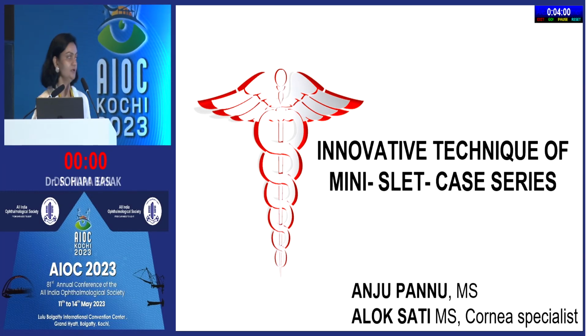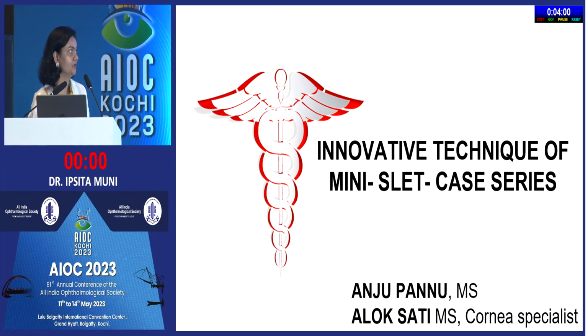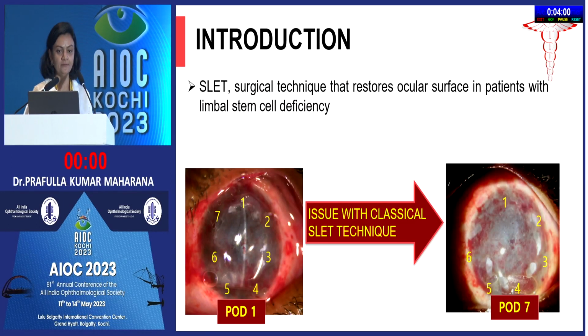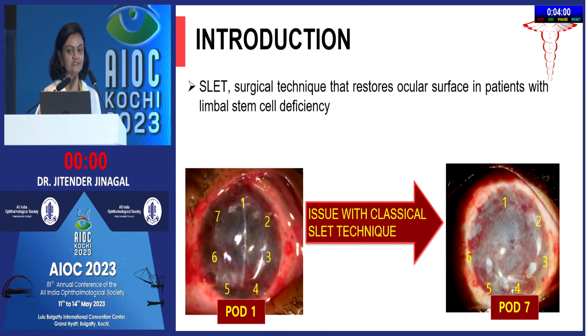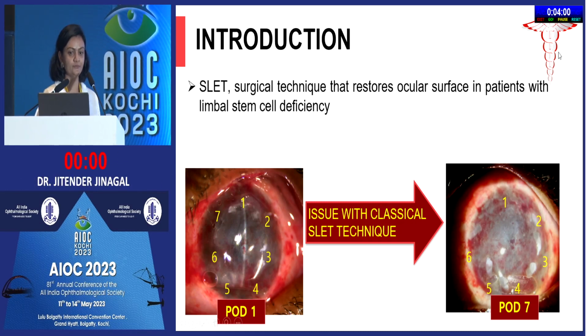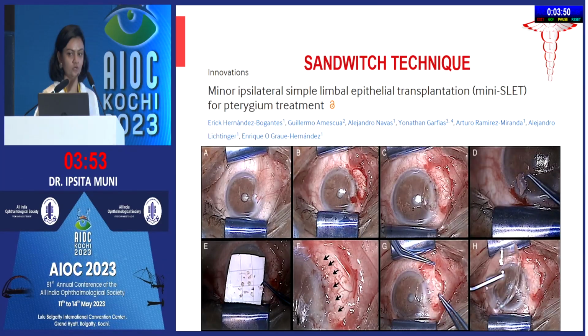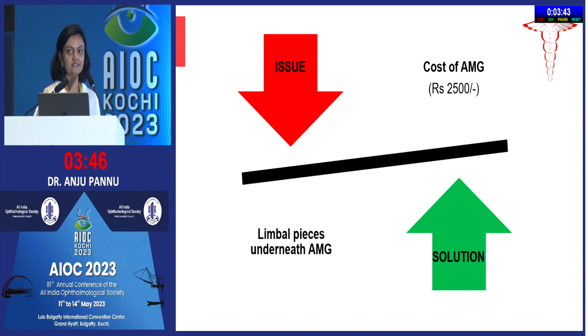Good morning, everyone. Today I'm presenting an innovative technique of mini SLET, a case series. Simple limbal epithelial transplantation is a surgical technique that restores the ocular surface in patients with limbal stem cell deficiency. But one of the very common issues with the classical technique is displacement of the limbal pieces. So how to overcome it? A sandwich technique was introduced using a second AMG, which can be placed over the limbal pieces so that they are not dislocated. But the problem with this is that the second AMG is not cheap, especially with our clientele.